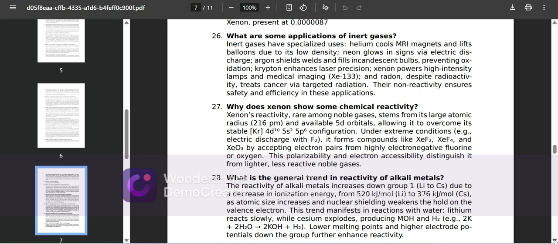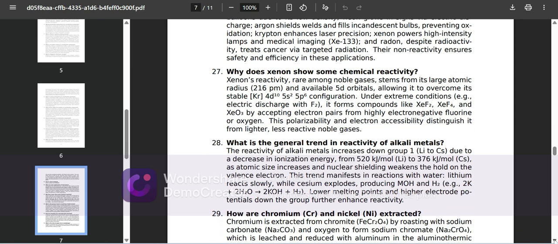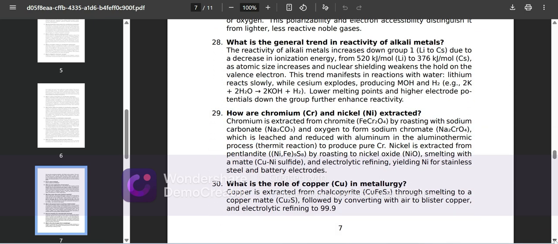It forms compounds like xenon fluorides, XeF2, XeF4, and XeO3, by accepting electron pairs from highly electronegative fluorine or oxygen. This polarizability and electron accessibility distinguish it from lighter, less polarizable noble gases.